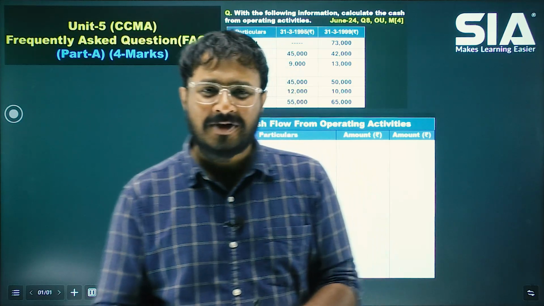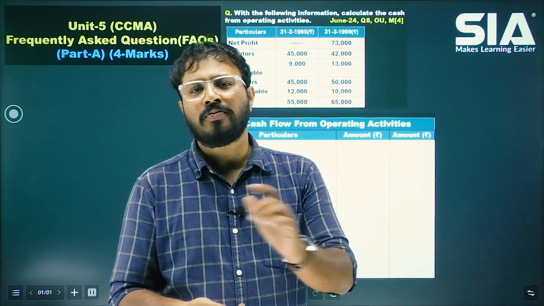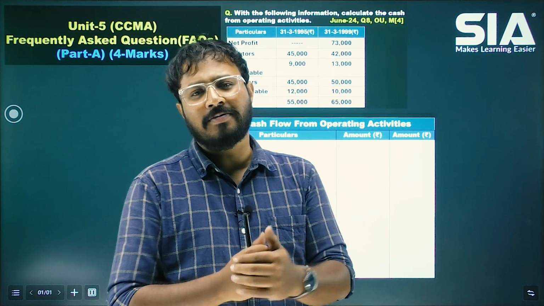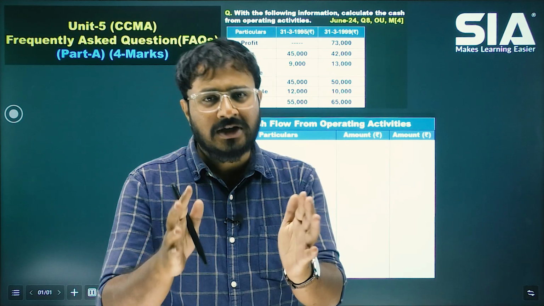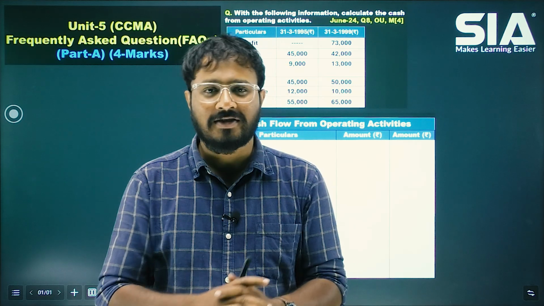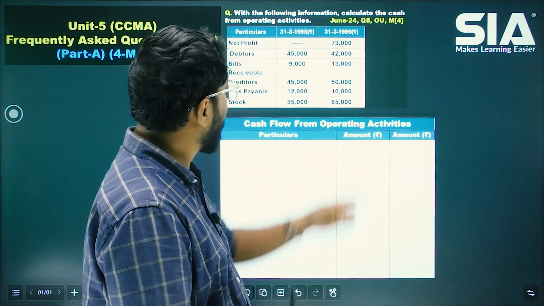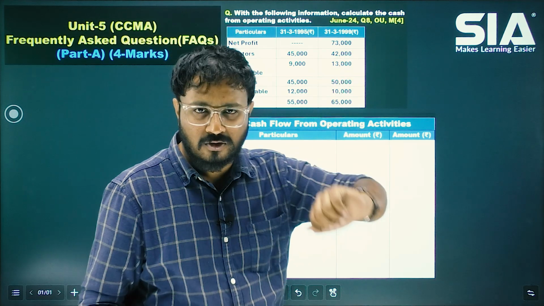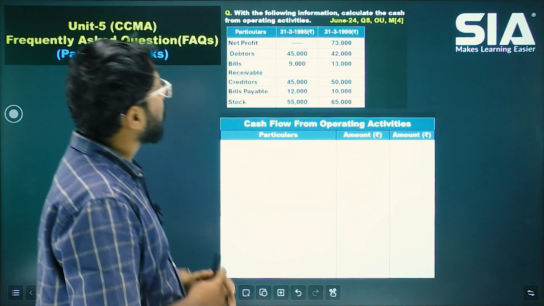I am Ajay Purna. Today we are going to see another short problem from Unit-5 cash flow statement. As I've been saying in the previous problems, the question is focused only on the calculation of cash flow from operating activities. One such question was asked in the recent exam, June 2024, question number 8 for 4 marks. Look at the question.